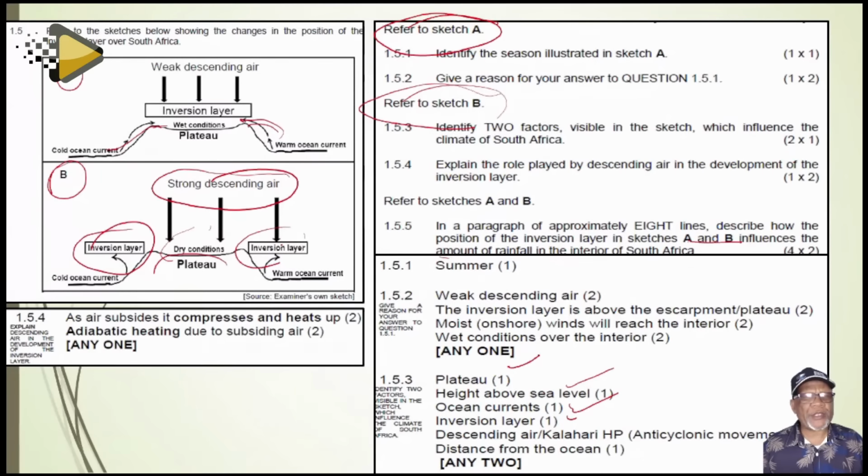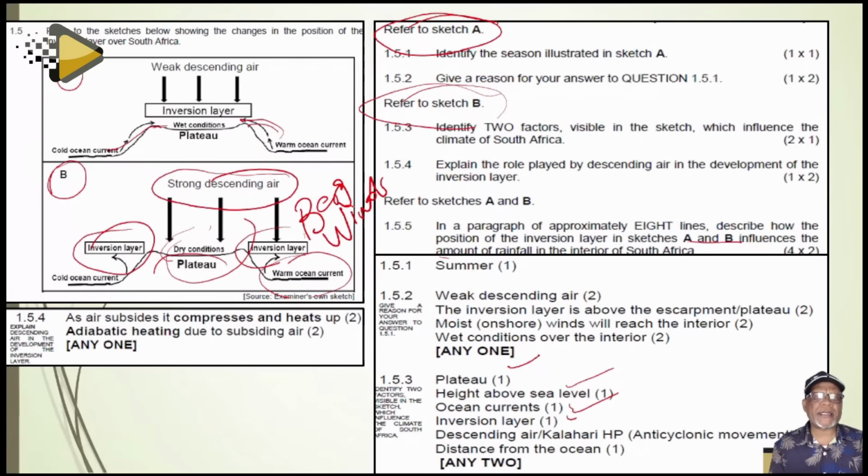And in this one, the inversion layer is below the escarpment, so it's going to limit the amount of warm and moist air. What's going to happen? The conditions are going to be dry, and there's no condensation because the air is heating up as it is subsiding. So in this condition, this is where we're going to get your bergwinds, in diagram B.